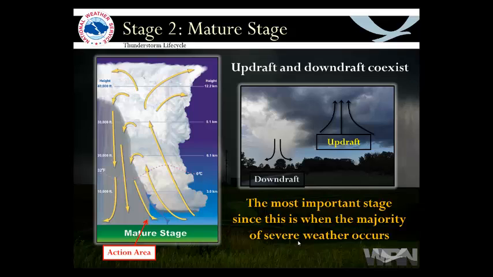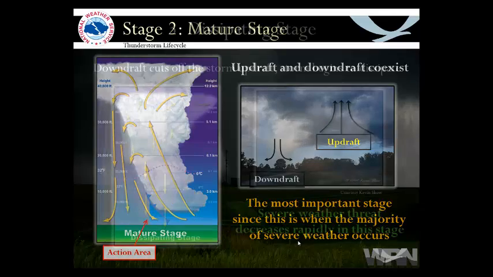Stage 2, the mature stage, includes both updrafts and downdrafts at the same time. The updraft part of the storm often has a flat base with rising air into it, while the downdraft often includes rain or hail. This is the most important stage, since this is when the majority of severe weather occurs and the storm is maintaining itself with both rising and sinking motion.